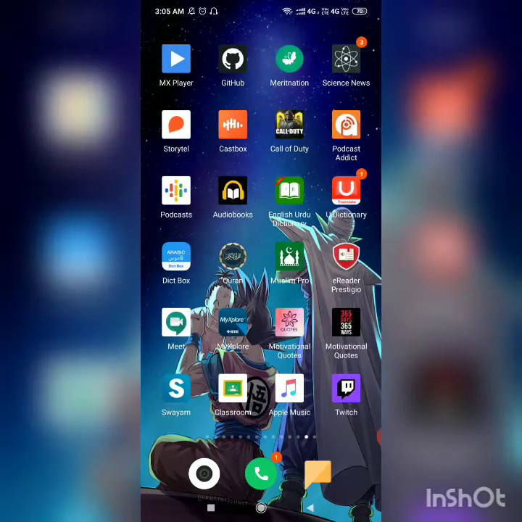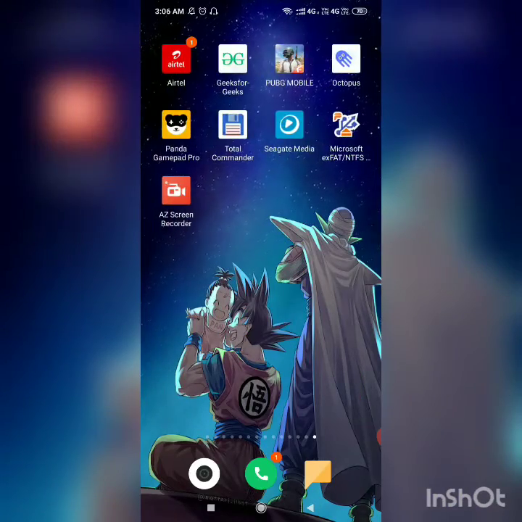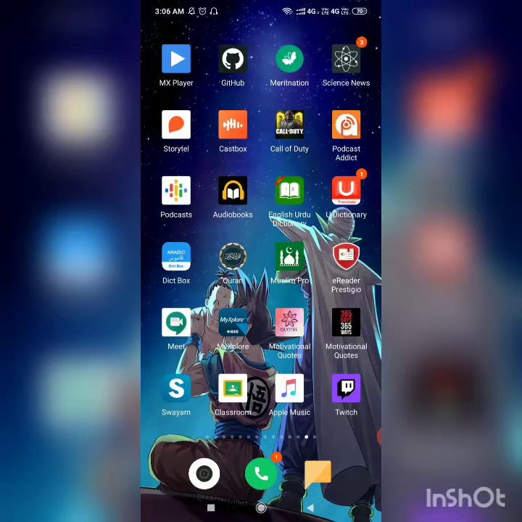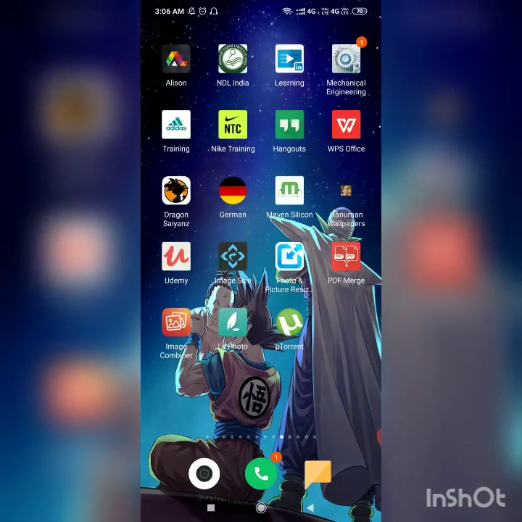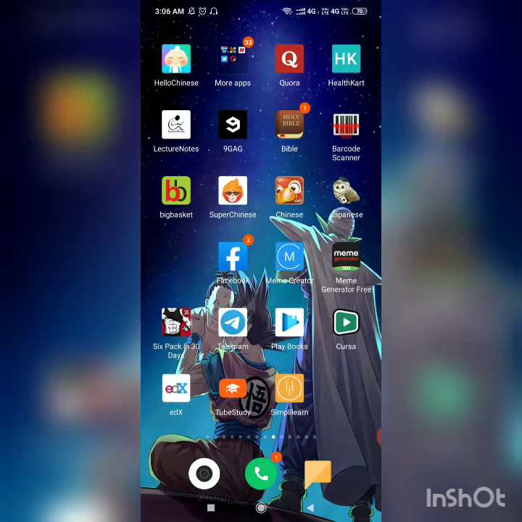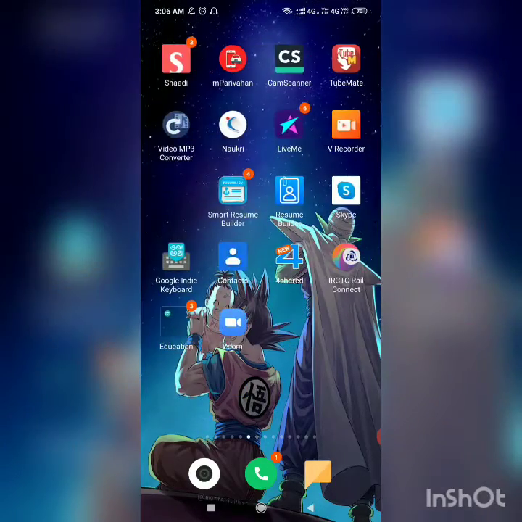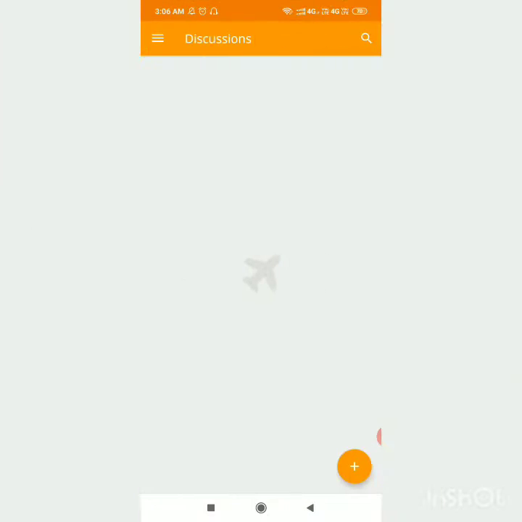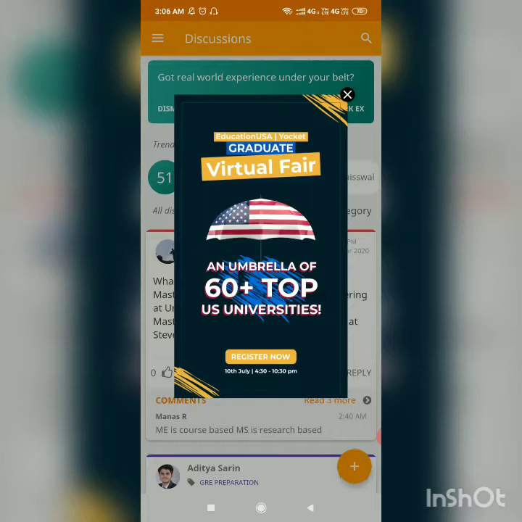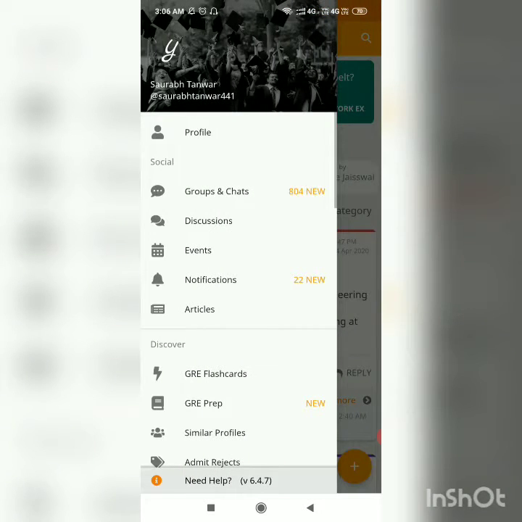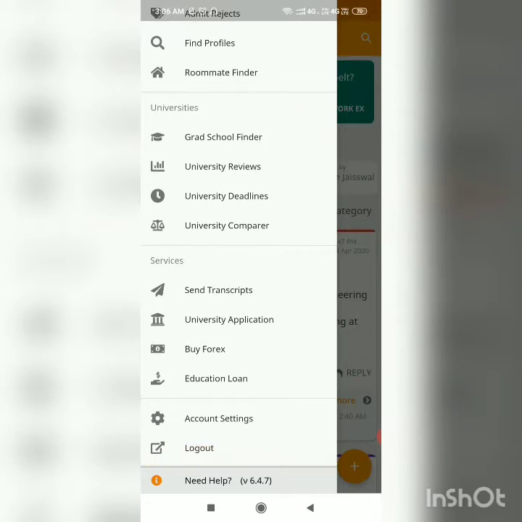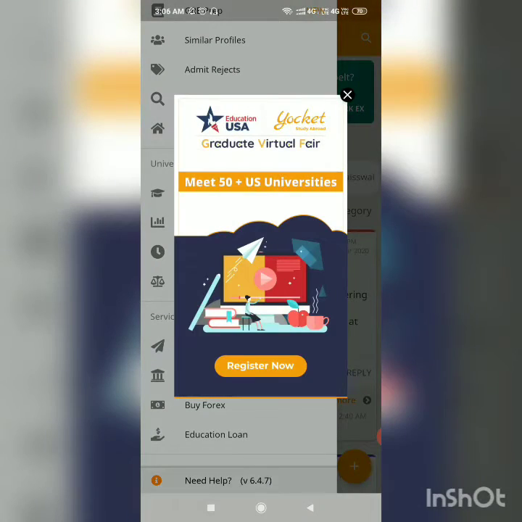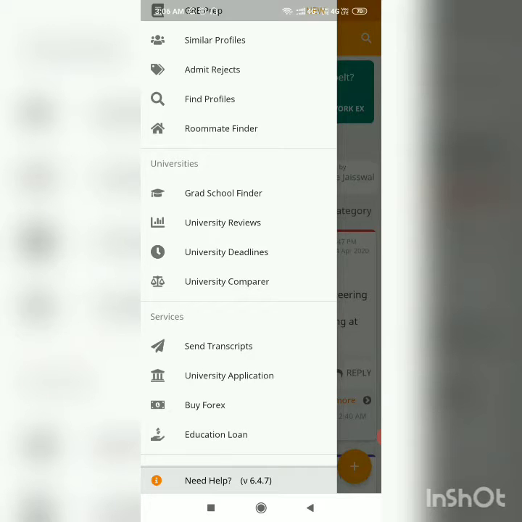If you want to move to the USA, you first have to meet their criteria. So let us go to the app that is needed. You can download an app called Yocket. I will go through the Yocket app. In the Yocket app, you just go down and go to the university reviews.